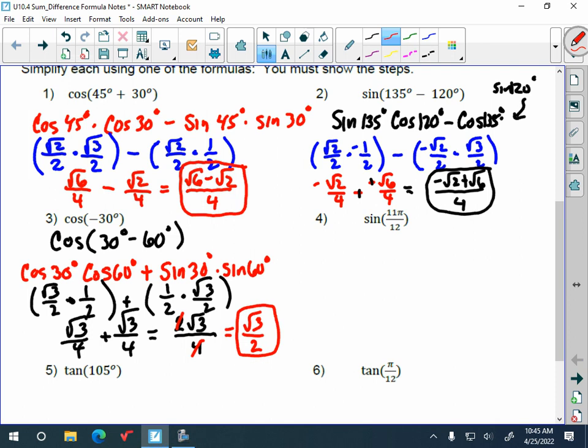Now, when they give us a radian, 11 pi over 12, it's going to be easier if you convert it to degrees and work with degrees. Because again, we got to find two angles that add or subtract. That's going to equal whatever 11 pi over 12 is. So how do we change radians into degrees? What do we multiply by? Yeah, 180 over pi, right? So we're going to multiply by 180 over pi to convert this.